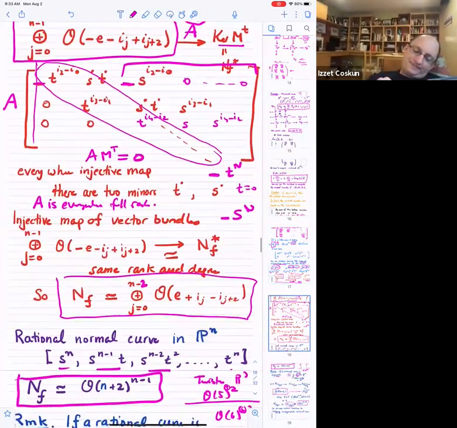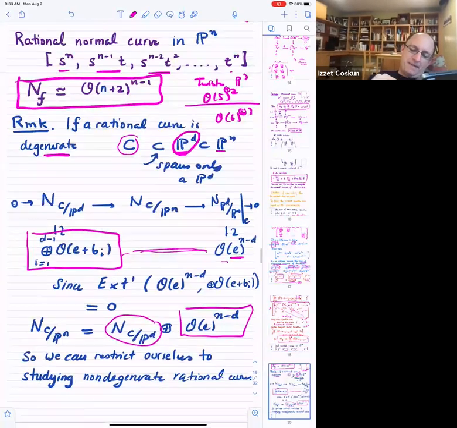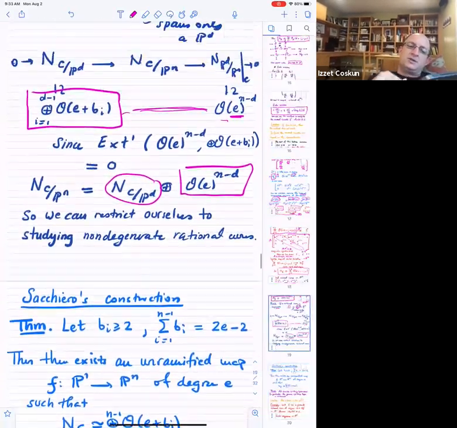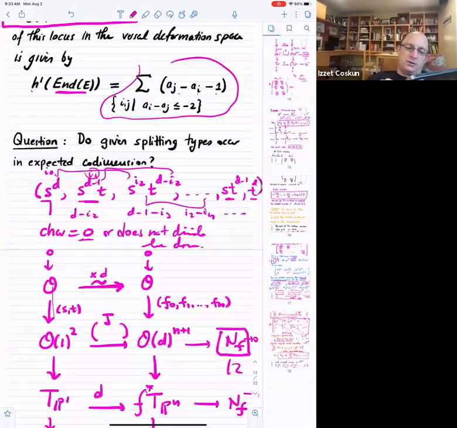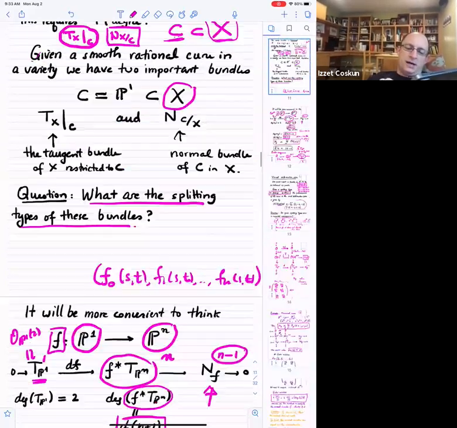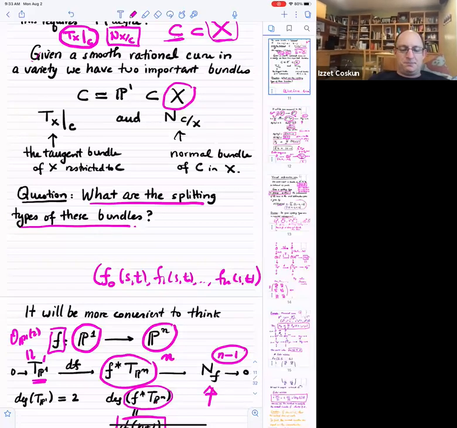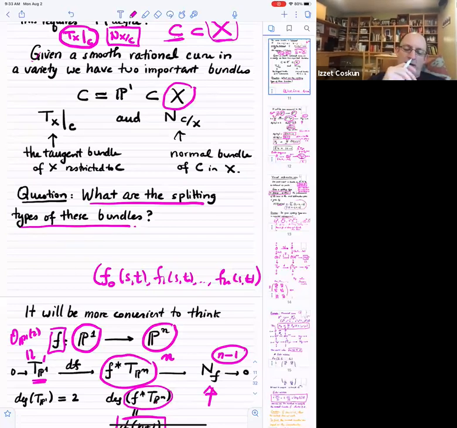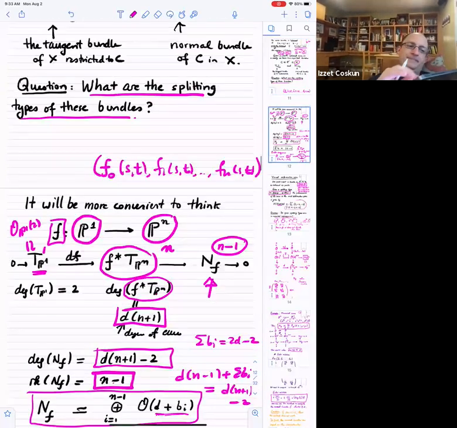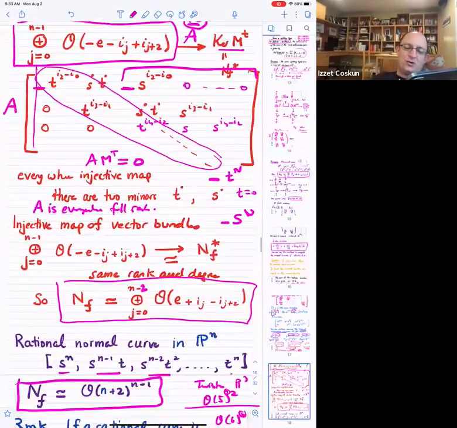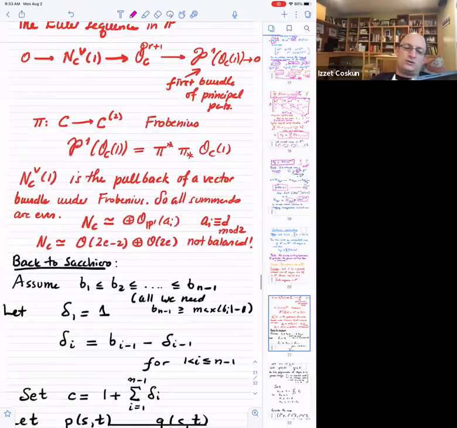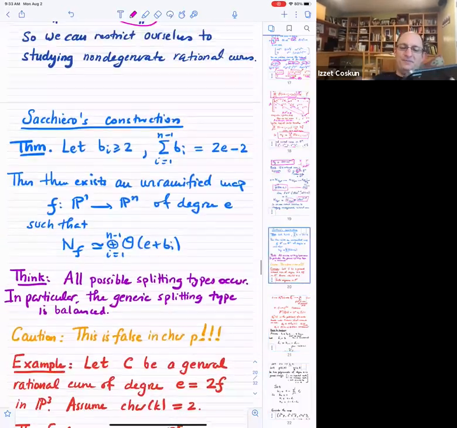Okay, but let's come back to our question. This told us how to compute things, but let's go back to our question. Our question was, what are the possible splitting types of the normal bundle of a rational curve, or the tangent bundle, and so on and so forth? And in what codimension do they occur? Okay, so let's do this. Let me tell you a construction. This is a construction due to Sacchiero, okay?